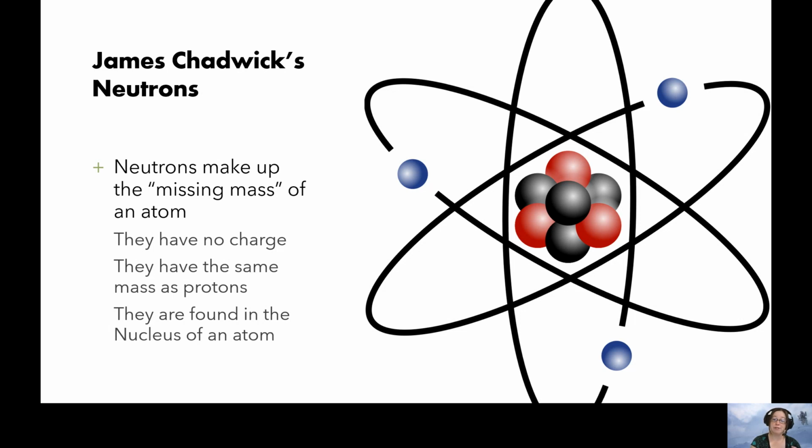Now, one of the people who was studying underneath of Rutherford was James Chadwick. James Chadwick went further, and he wanted to know what was in the nucleus. And so he found that neutrons and the positively charged protons make up the nucleus of an atom. He says neutrons have no charge. It makes up the missing mass of the atom. They have the same mass as protons, and they're found in the nucleus of an atom.